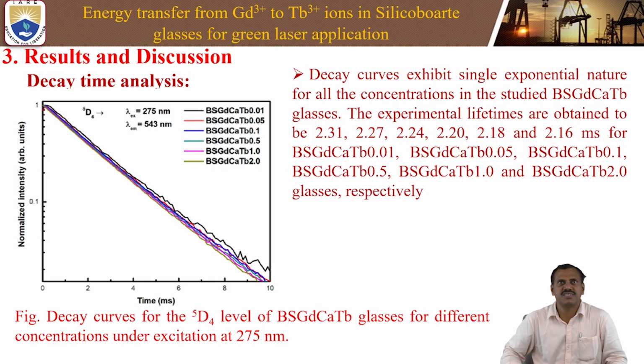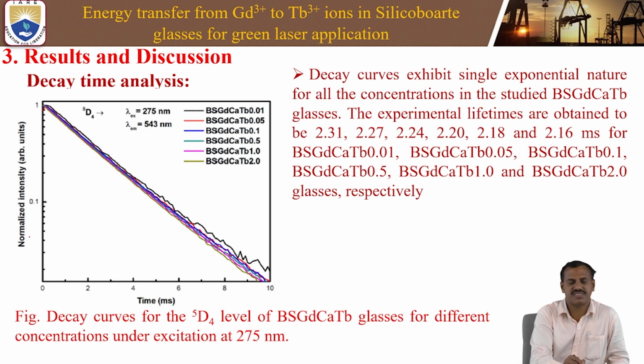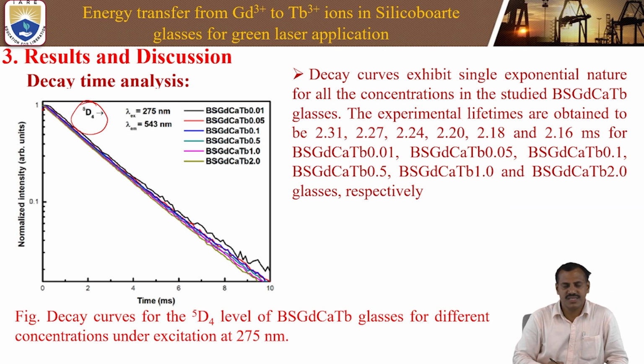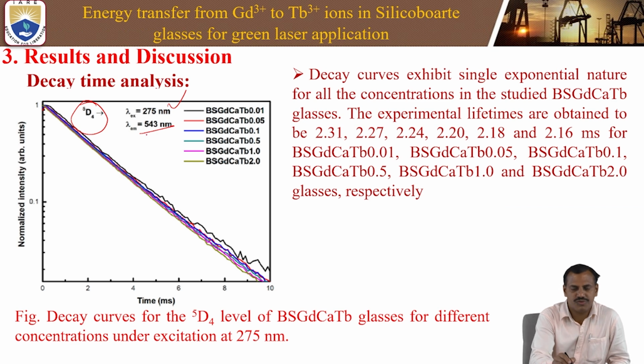Next, lifetime measurements, or decay time measurements, from gadolinium 3+ to terbium 3+ ions in silicoborate glasses. See, this is time versus normalized intensity. Particularly, we are studying the 5D4 level. That is, we are monitoring the emission at 543 nanometer, which is the green emission, pumping with the gadolinium wavelength, 275 nanometer. Because gadolinium 3+ ions show the highest intensity when pumped at 275 nanometer, that is why we use it to study the lifetime measurements. We are pumping at 275 nanometer and monitoring the 543 nanometer emission and the decay times.